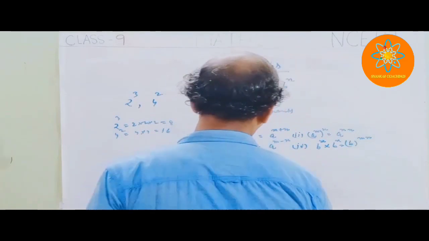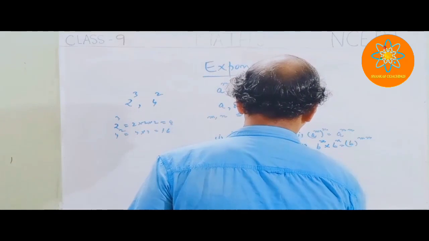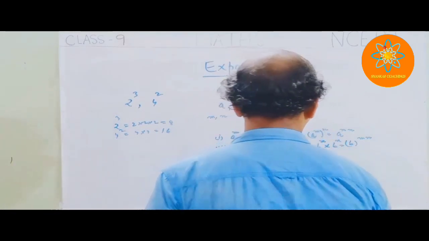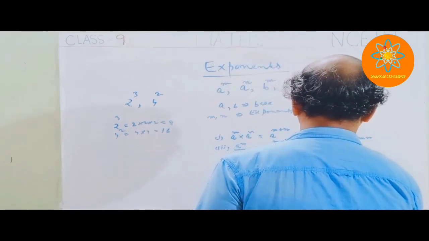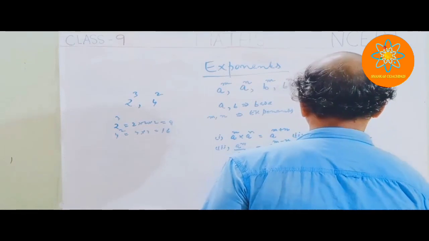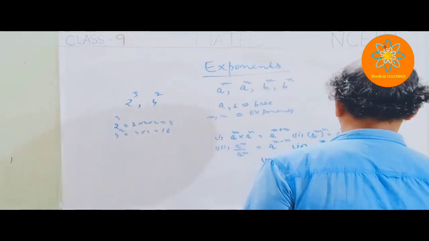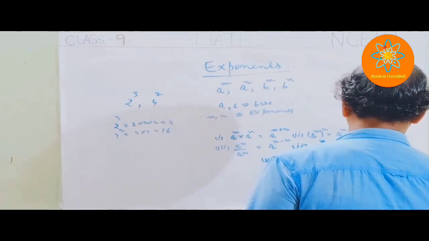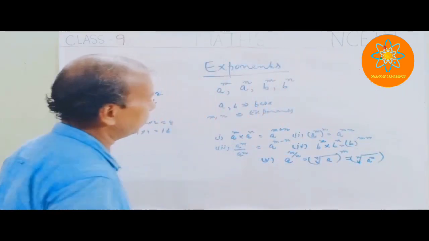And one more formula is there, that is a to the power m by n. This is equal to the nth root of a, whole to the power m, or this is equal to the nth root of a to the power m, like this. So these are the formulas for the exponent.